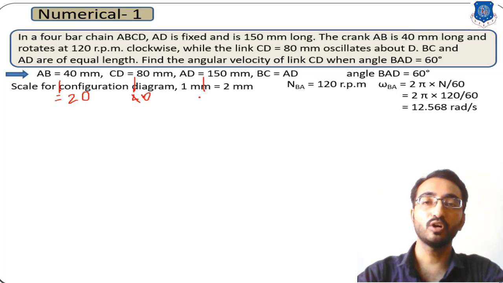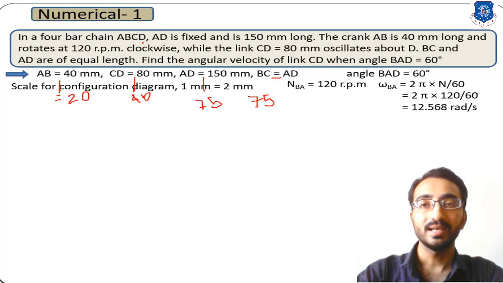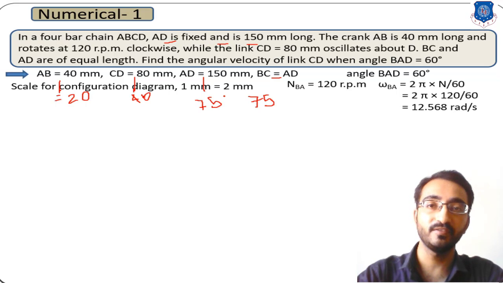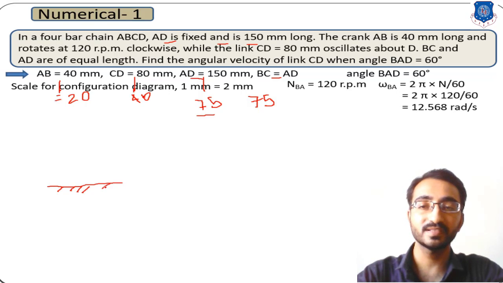Then the length of AD will be 75 mm, and another length AD will again be 75 mm. So these are the dimensions of this body. Now let's start with the fixation. Link AD is fixed and of 150, so AD we have to sketch with 75 mm. So we first sketch one horizontal line of 75 mm, and this line defines your link AD.